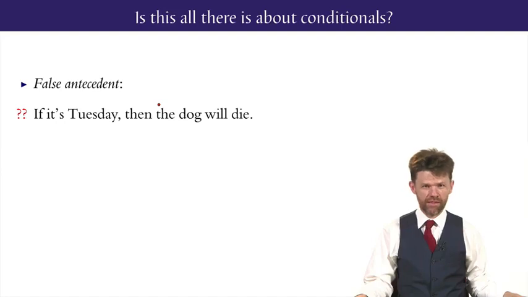In the case of a false antecedent, we wouldn't say, if it's Tuesday, then the dog will die, when there's no connection between the two. We'd just say, it isn't Tuesday, and be done with it. That seems to be right.